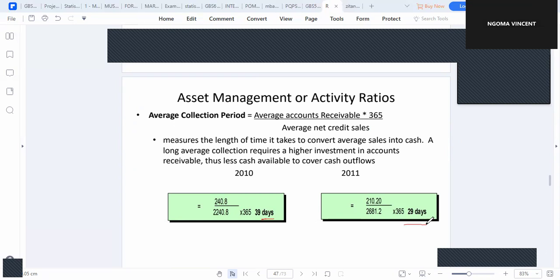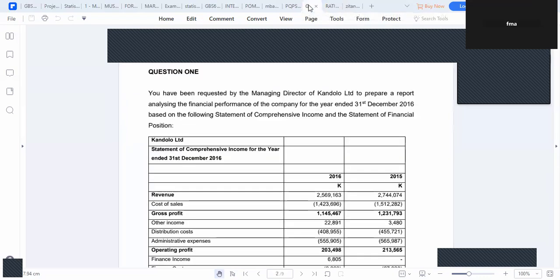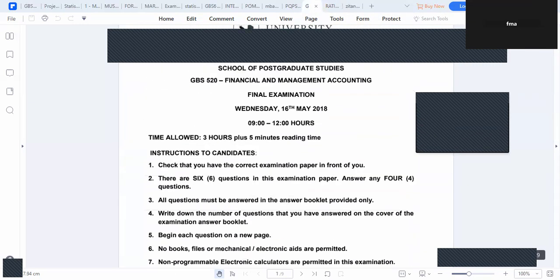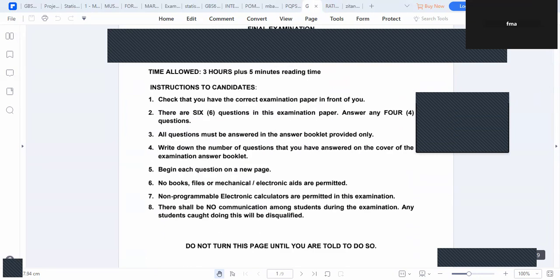So this is how we calculate the ratios. Okay. So I'll send you these notes so that you go through, then we'll look at the paper later on. This is the paper you need to look at. So we're ending here. I have another class. So please look at the 2018 paper, question number 1.